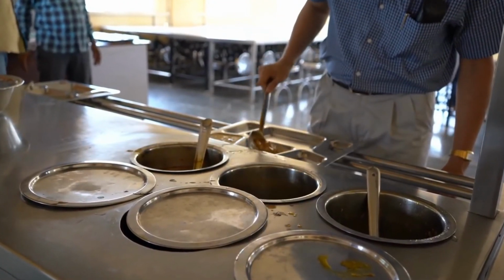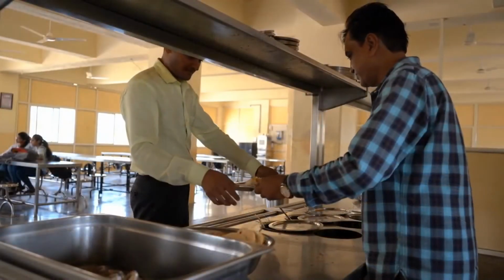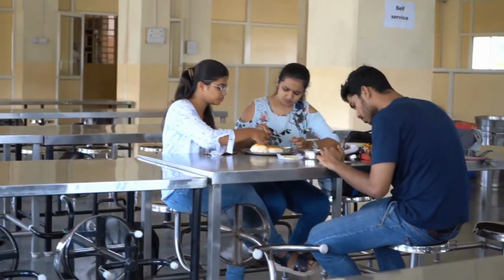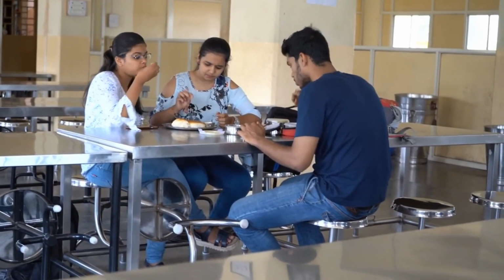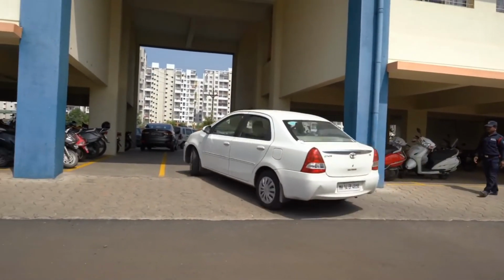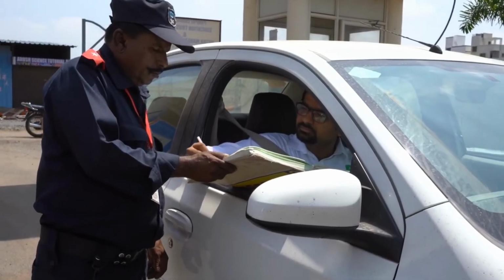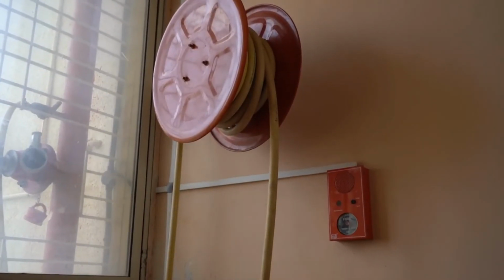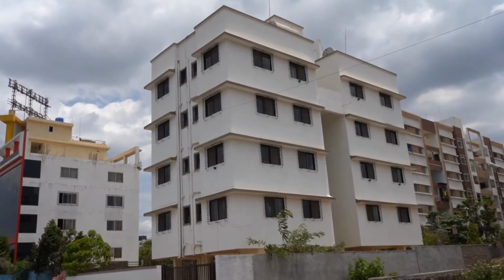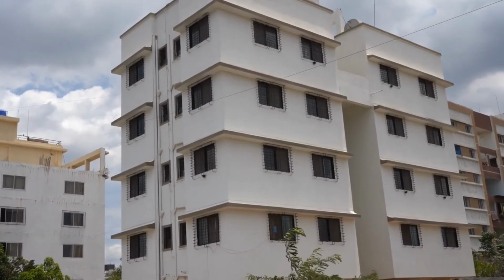Empty stomach results in empty mind. Hence, we have excellent arrangements in the form of canteen and mess to satisfy the physical appetite of the students and staff. Other facilities on campus include covered parking, CCTVs, 24/7 security, and firefighting system. We have our own comfortably furnished hostel accommodation for boys and girls.